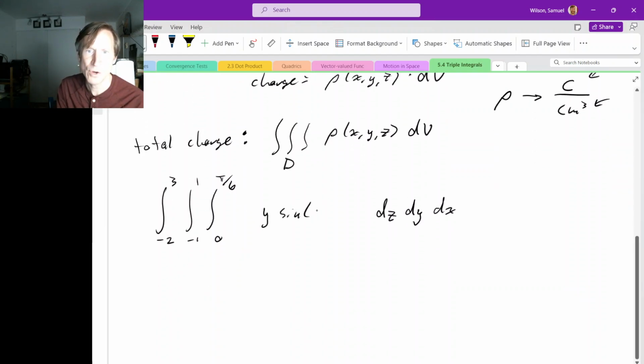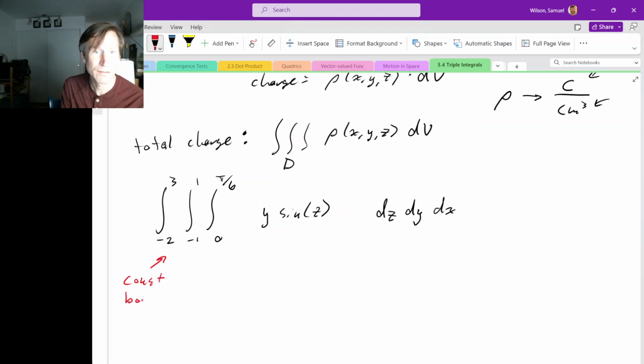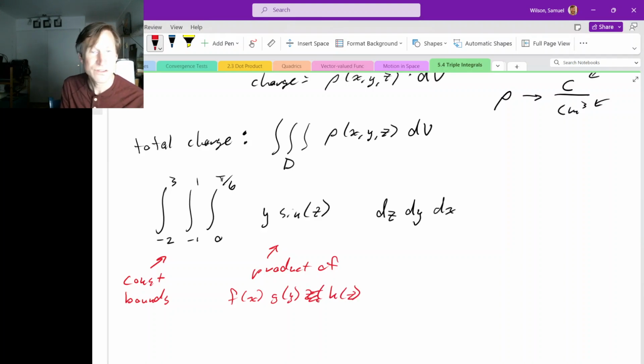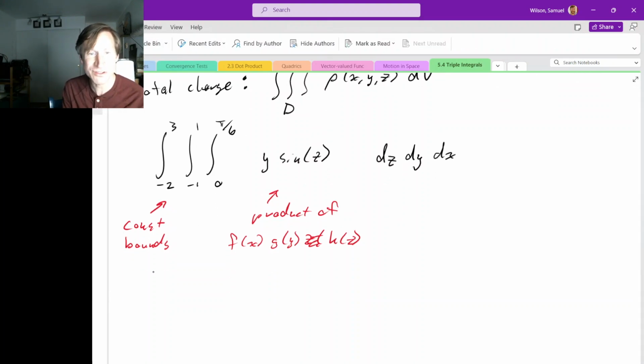Okay. Notice that for this particular example, all of our bounds are constant, and our integrand is a product of functions: a function of x, a function of y, and a function of z. So we can use that separation trick, right? This was exactly the situation that let us split everything up according to its own variable. And that works just as well for triple integrals as it does for double integrals.